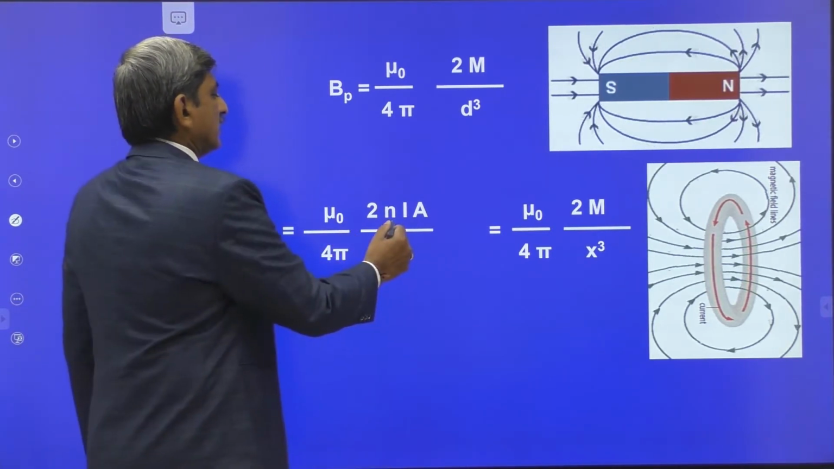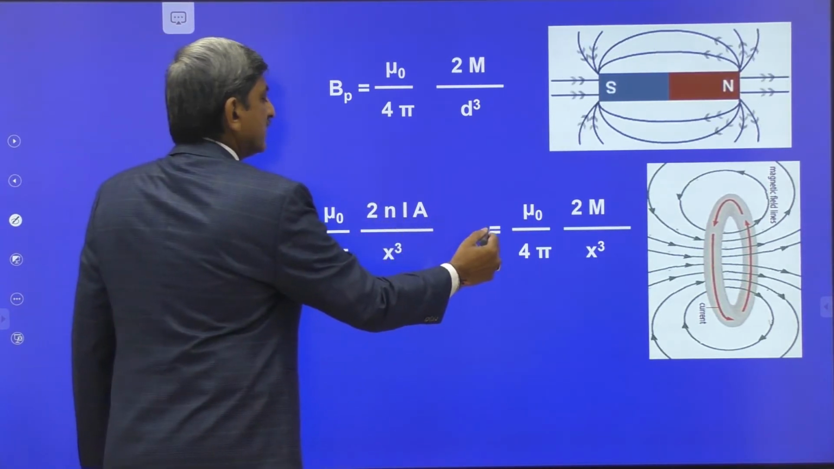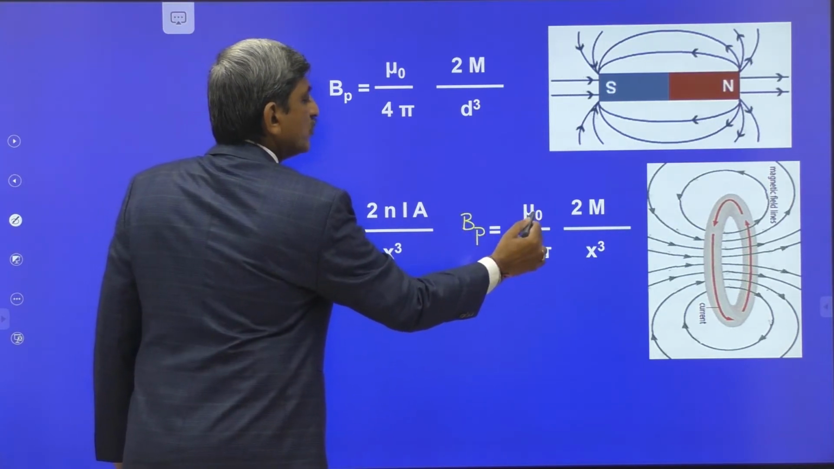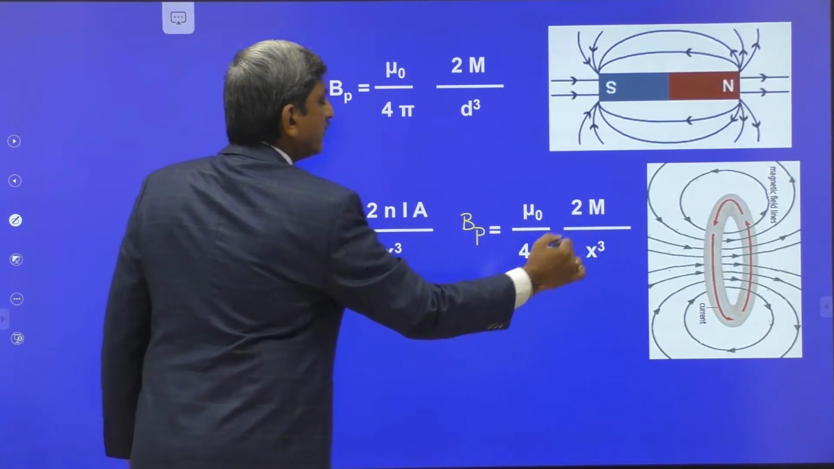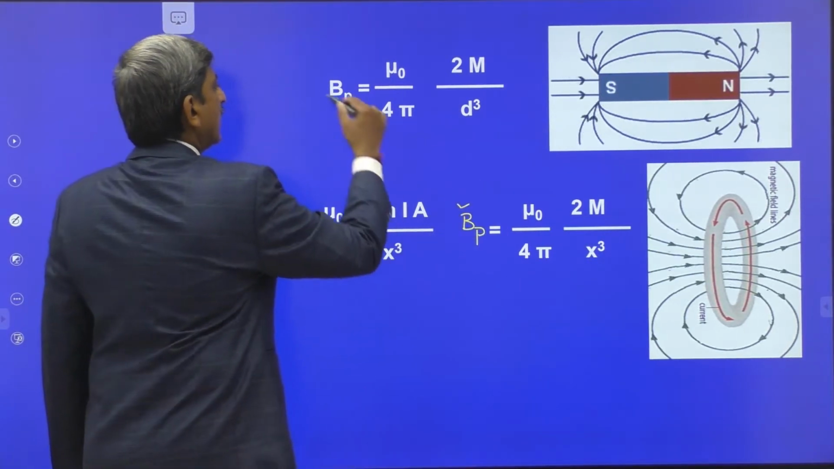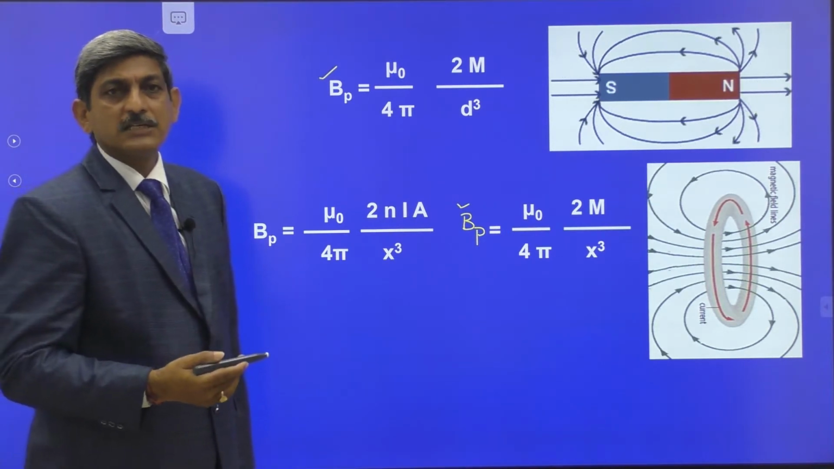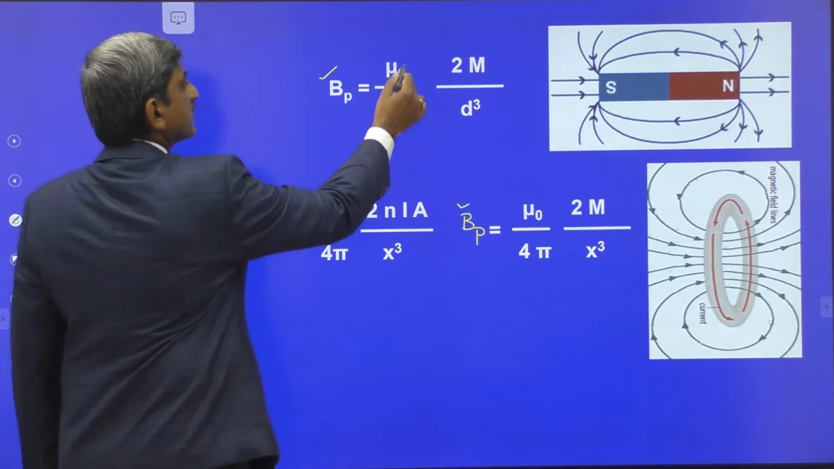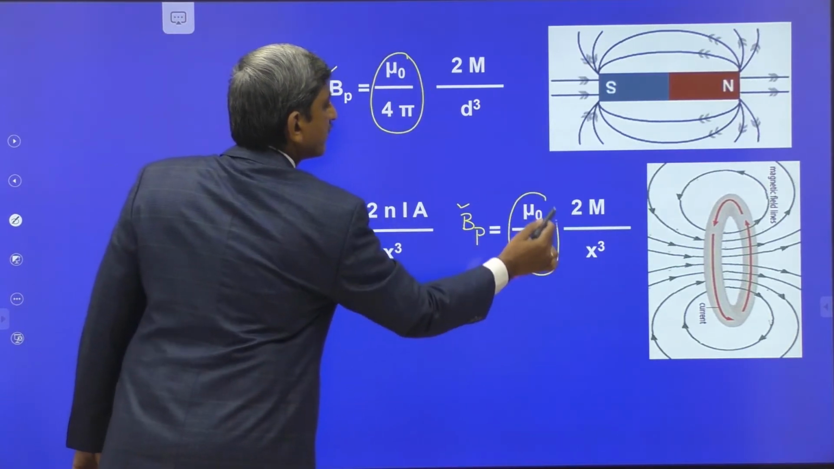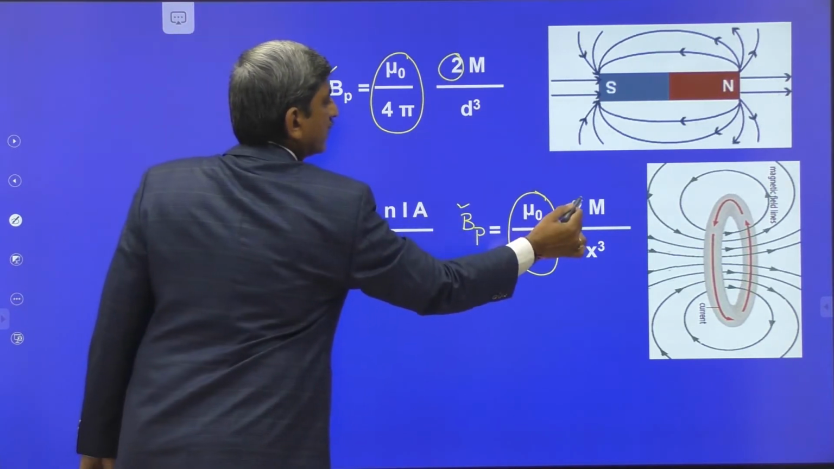And to get the similarity, this equation is modified as Bp is equal to mu naught by 4 pi 2m divided by x cube. This is for the coil and this is for the magnet. So both are in the similar way. In the place of mu naught by 4 pi, here also we have mu naught by 4 pi. So in the place of 2, here we have 2.